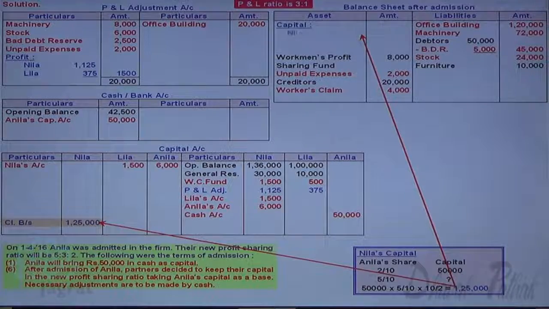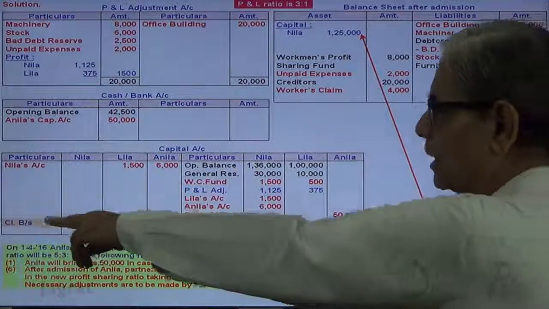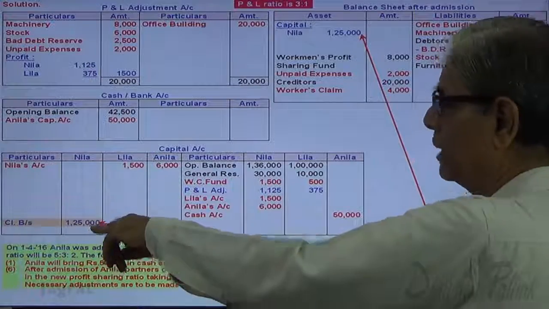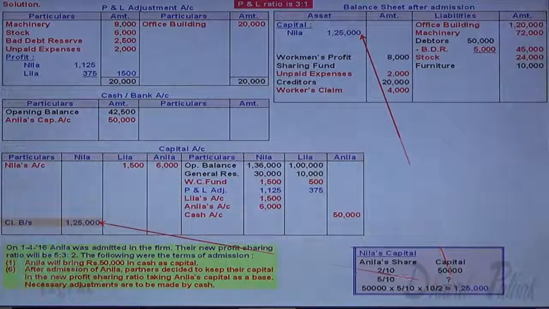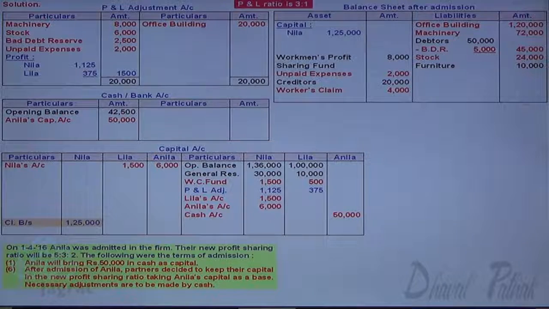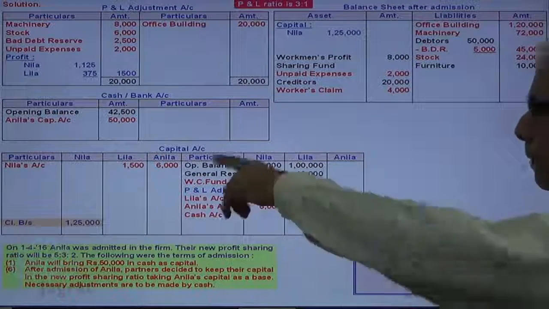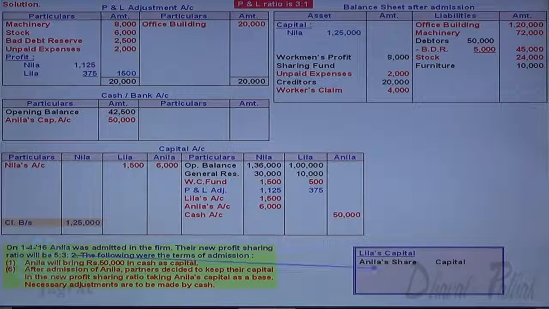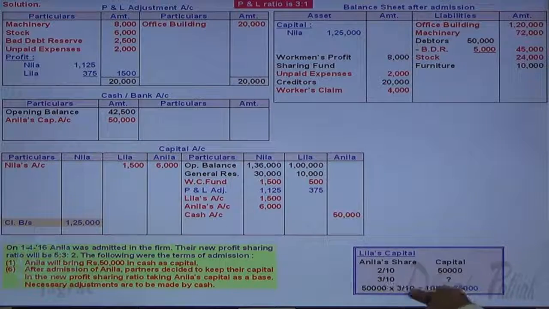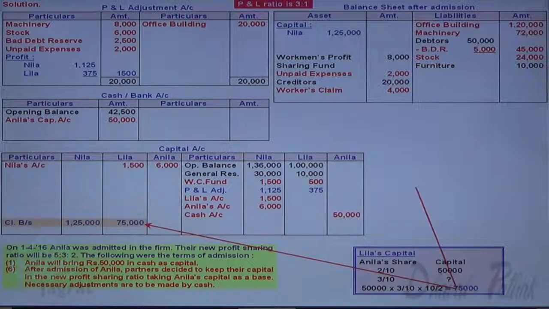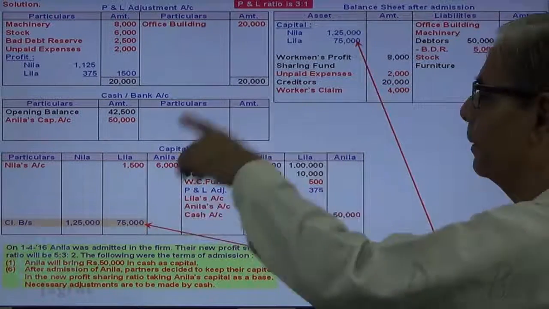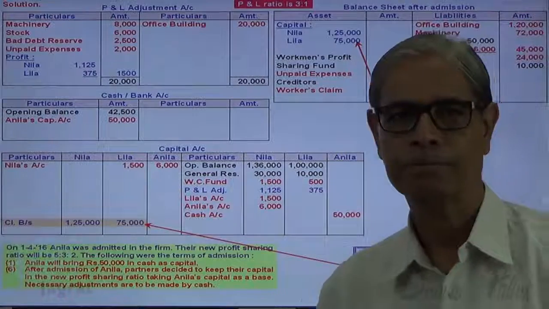Similarly, I want to find out the capital of Leela. So this is the closing capital. This will be the closing balance. It will also appear in the balance sheet. Now Leela's capital that I want to find out, what she is required to maintain. So for 2 by 10 share, 50,000 is the capital to be maintained by Anila. How much is required to be maintained by Leela for 3 by 10 share? So 50,000 into 3 by 10 into 10 by 2, reversing. So 75,000 is the capital required to be maintained by Leela. This is how the capital closing balance appears in the balance sheet.